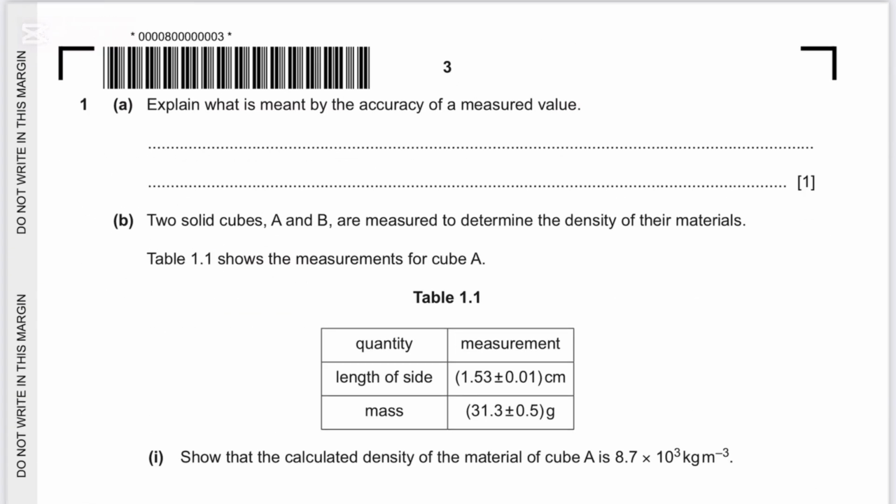1a. Explain what's meant by the accuracy of a measured value. Accuracy refers to the degree of agreement between a measured value and the true value of a quantity, or how close the measurement is to the true value. So the closer the measurement is to the true value, the more accurate it is. And accuracy is affected by systematic error, which is the error that arises from a faulty instrument or flaws in experimental methods.